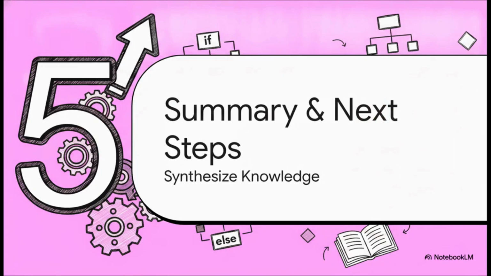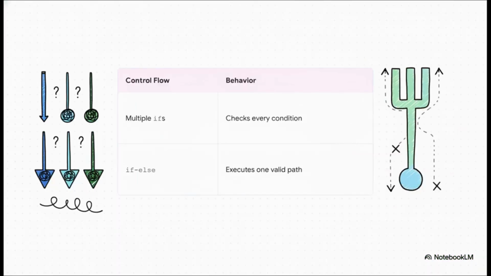Section 5. Summary and next steps. Synthesize knowledge. All right, we have covered some fantastic ground today. Let's synthesize the most important takeaways. The core difference between the two main structures we covered is this. Multiple independent if statements will relentlessly check every single condition sequentially. But the if-else statement acts as a strict fork, executing only one valid path and ignoring the rest.